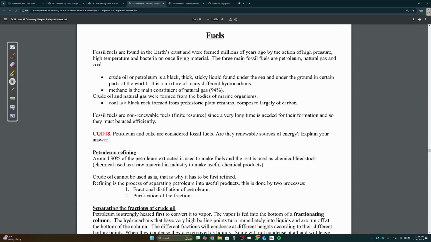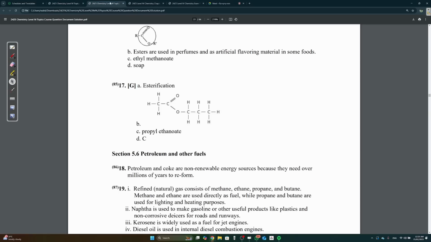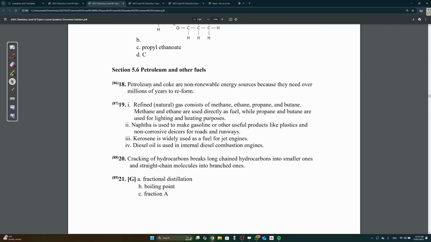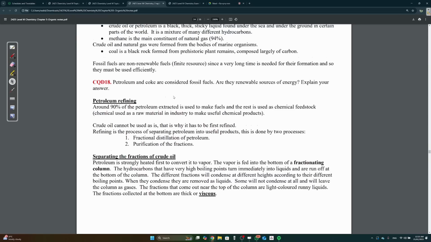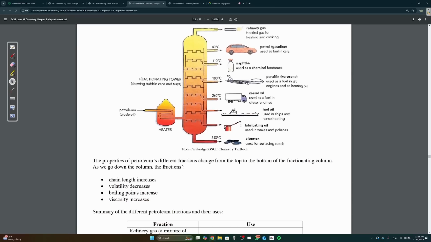Petroleum and coke are considered fossil fuels. Are they renewable or not? Obviously, they're not renewable. What's the explanation? It's because they need millions of years to reform. Okay, you can read this, but I'm going to explain it.